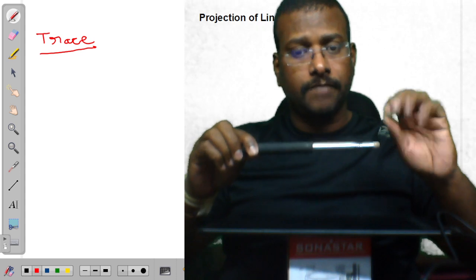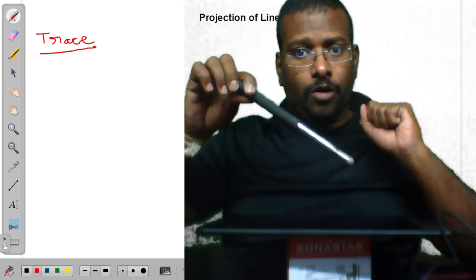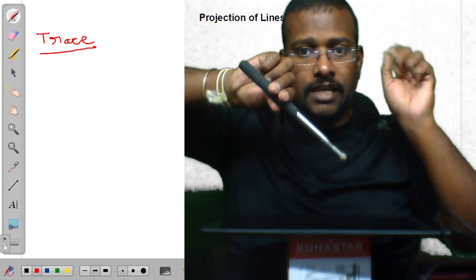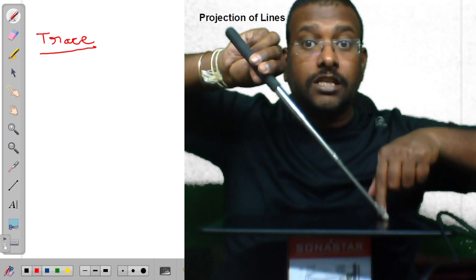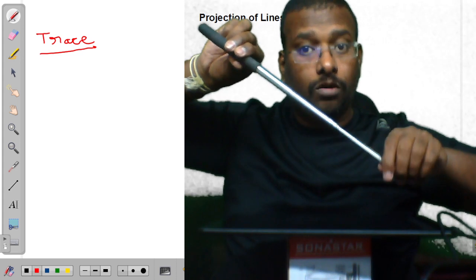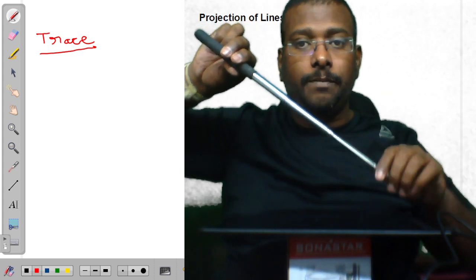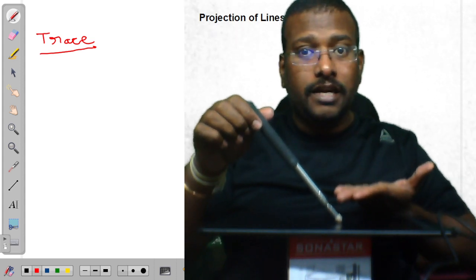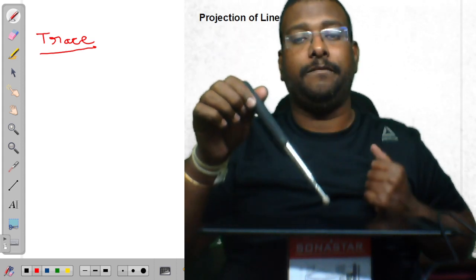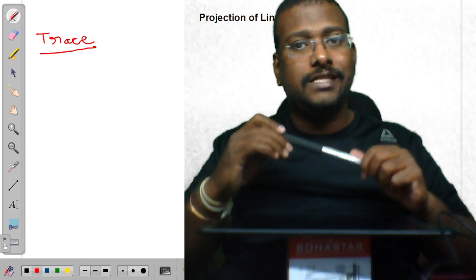Good, leave it. Now I am going to make it like this. I am fixing this and extending it, so it touches the horizontal plane. In the other case, sir, there is no need to extend it. It is already touching or intersecting. So that is why, what is a trace?